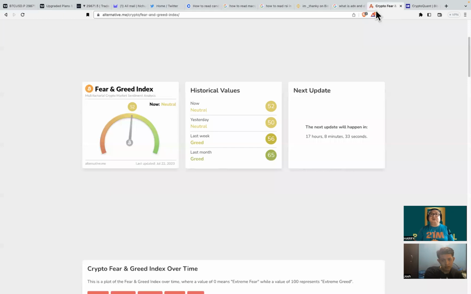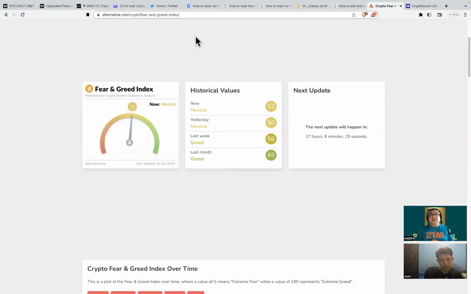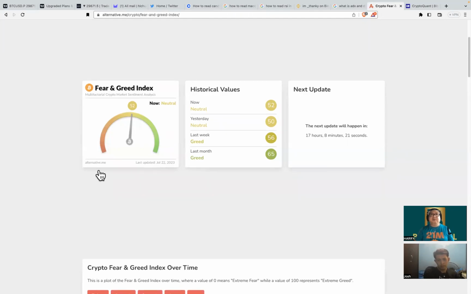So those are your important indicators. Fear and greed, save this too, because it will tell you that people are fearful. Okay, they're panicking, so this price will go down. So that's how you look at it.